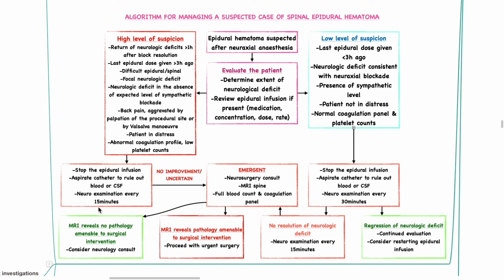If there is no improvement or it is uncertain, proceed with emergency neurosurgical consult, MRI spine, full blood count and coagulation panel. If MRI spine reveals pathology amenable to surgical intervention, proceed with urgent surgery. If not, consider neurology consult.